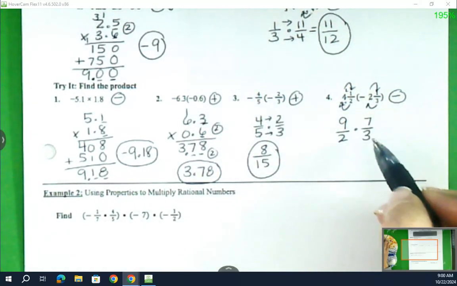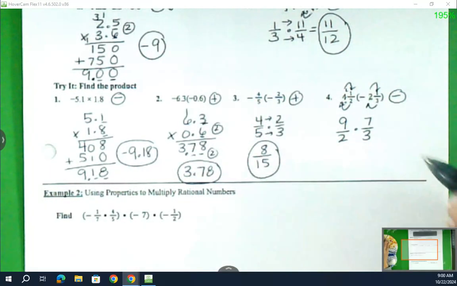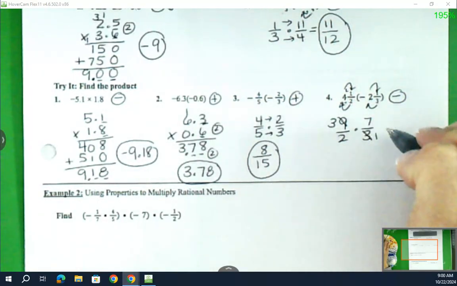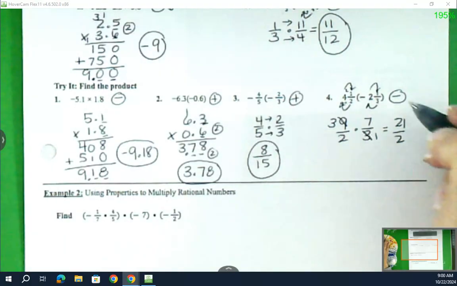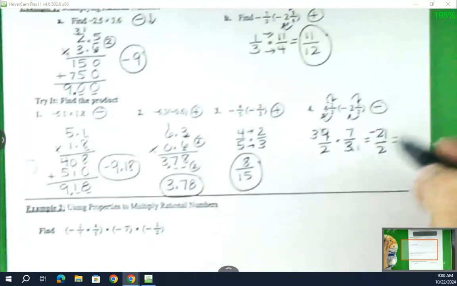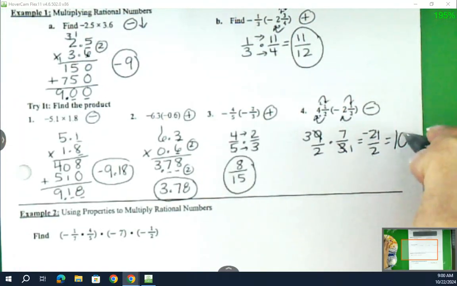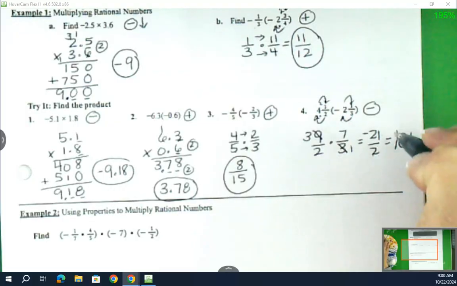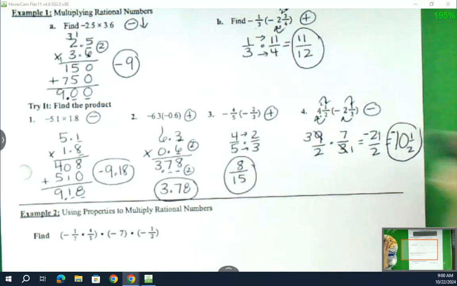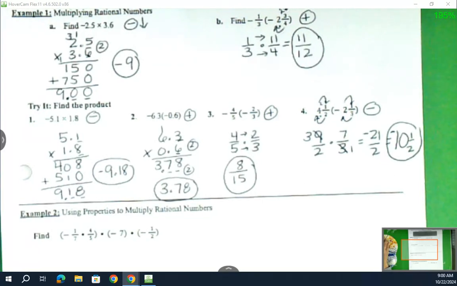And we do have a 9 and 3, which can both be divided by 3. So 9 divided by 3 is 3, and 3 divided by 3 is 1. Multiplying across, we have 21 halves. So our answer is negative 21 halves. And then to simplify that, 2 goes into 21 10 times with 1 remainder. So our final answer is negative 10 and 1/2. Remember to bring that negative sign over.